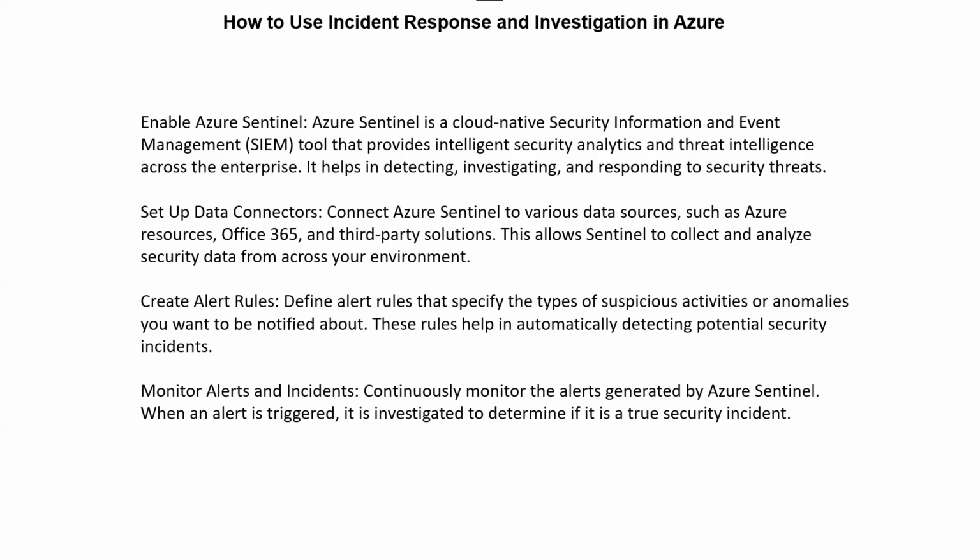We need to set up a few data connectors, like data sources from where the data is coming, such as resources, Office 365, third party. This allows Sentinel to collect security data across the whole environment. We can create alert rules as well. Let's say if there is suspicious or anomalous activity you want to get notified about, like all of a sudden an access happens to the database from a particular IP address, we want to get this alert to the relevant teams. We can create these kinds of security rules and alert rules in Sentinel and MDC, so that we can get these anomalous alerts as well.